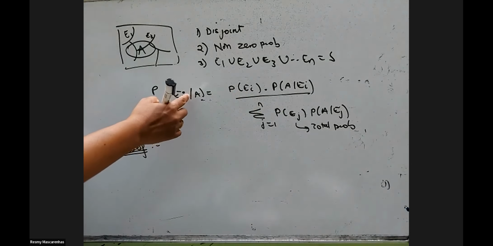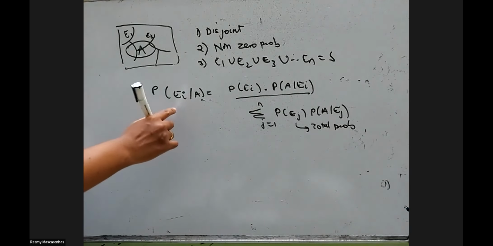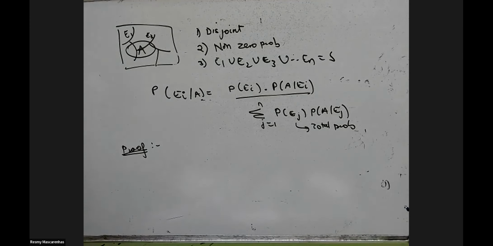If you see, this is reversed. Usually we always see A upon Ei. If you have attended the previous class, all the problems which we have solved were A upon E1, or A upon E2, A upon E3, like that. But in Bayes theorem, there is something you have to find out in reverse. That I'll explain while solving the problem.